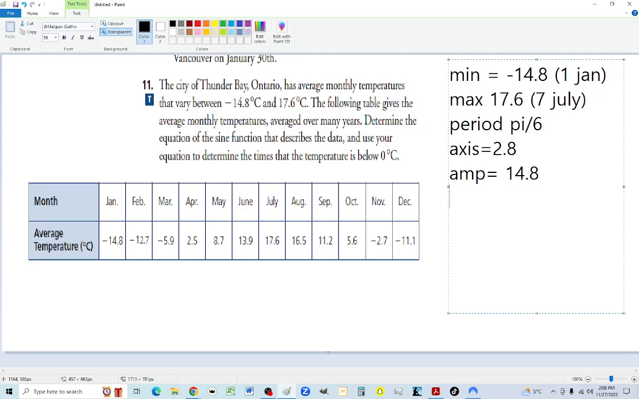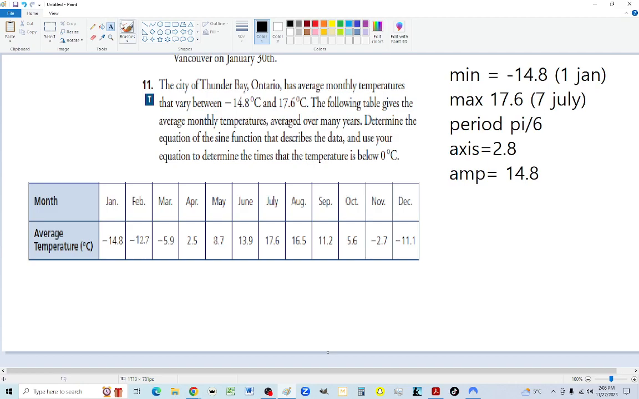So now we have our period, our axis, and our amplitude. Now let's see if we have to adjust it horizontally. Since our January is going to be our bottom, and end of December is going to be our bottom again, it means our peak will take care of itself in July 1st. This is an upside down cos curve. It means I have to put a minus in front of the amplitude.